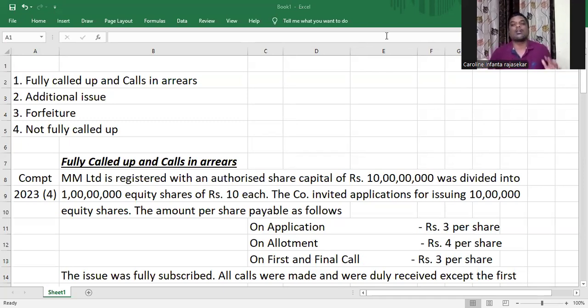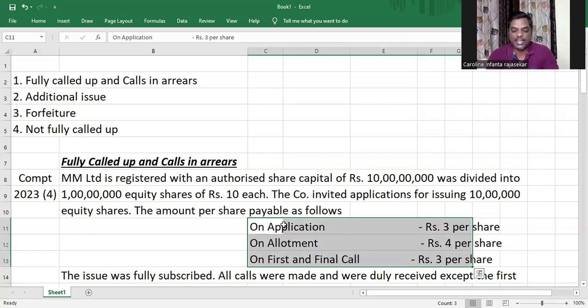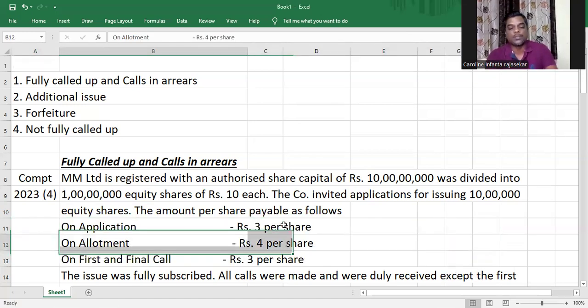This is almost like a compulsory question in every question paper, my dear children. The format of the share capital schedule is compulsory. It is there in every question paper. You can take any random question paper and you will see this question.